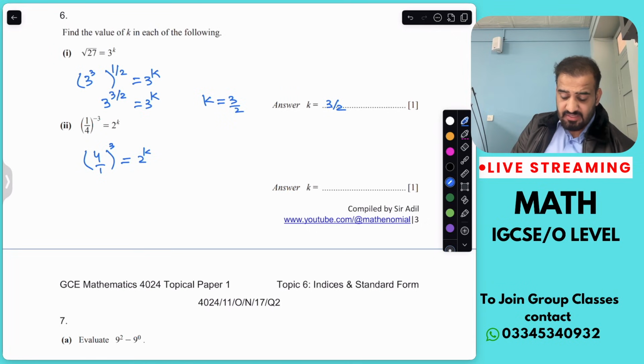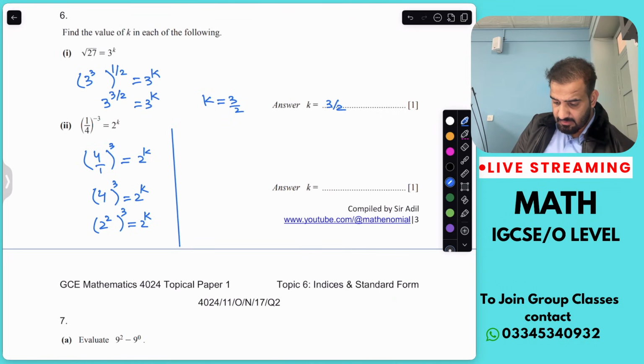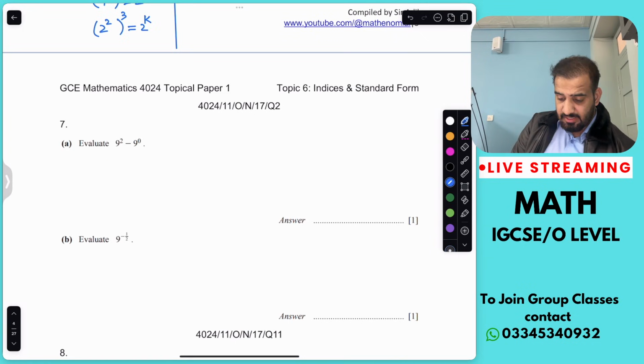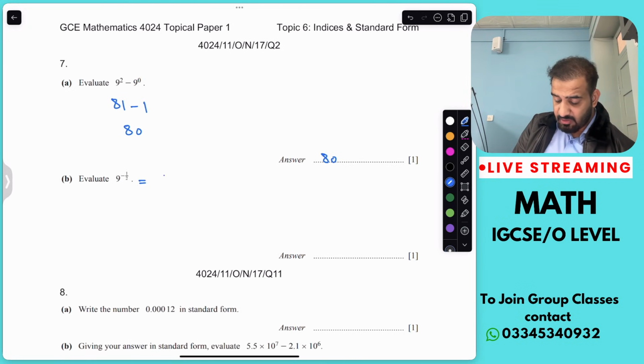So 4 over 1 is just 4. So further write 4 as 2 square, and then whole 3 is equal to 2 raised to power k. So 2 raised to power 6 is equal to 2 raised to power k. Bases are same. Write k is equal to 6. 9 square is 81 minus 1 because 9 raised to power 0 is 1. So it is 80. 9 raised to power negative 1 over 2 means 1 over 9 raised to power 1 over 2. It is 1 over 9 square root, which is 1 over 3.